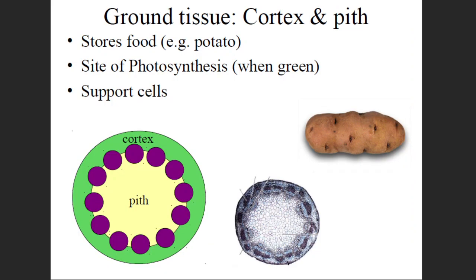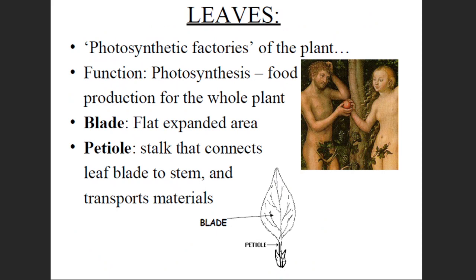Next, the ground tissues, that is cortex and pith. It stores the food, as seen in the case of potatoes. They are a site of photosynthesis if the stem is green in color, and it provides support to the plants. The next part is the leaves.